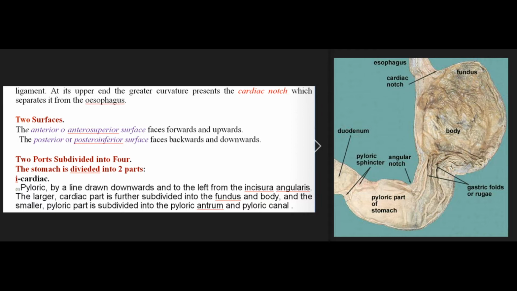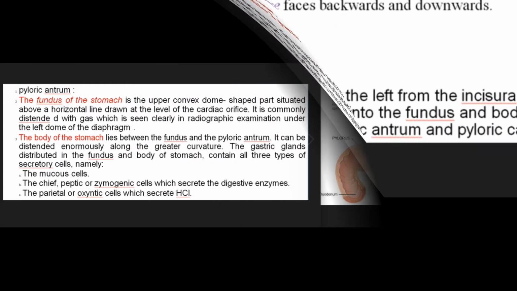2 surfaces. The anterior or anterosuperior surface faces forwards and upwards. The posterior or postero-inferior surface faces backwards and downwards. 2 parts subdivided into 4. The stomach is divided into 2 parts, 1. Cardiac, 2. Pyloric, by a line drawn downwards and to the left from the incisura angularis. The larger, cardiac part is further subdivided into the fundus and body, and the smaller, pyloric part is subdivided into the pyloric antrum and pyloric canal.